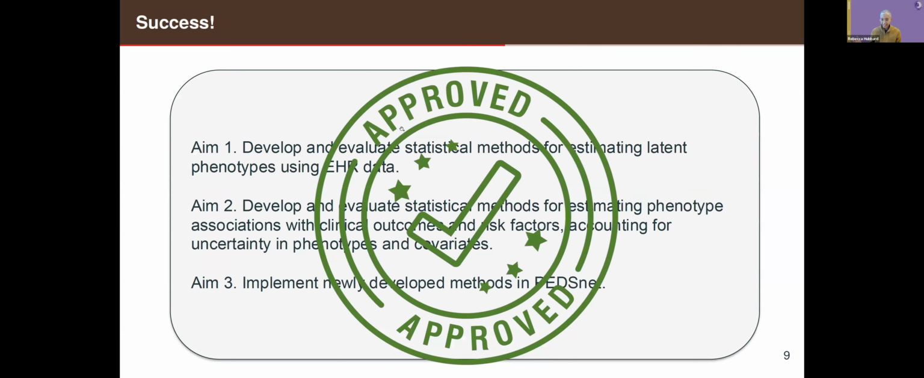So we submitted that. And the reviewers really liked it. They thought this was a really relevant application area and a very feasible approach, and they liked the rigor of the statistical methods. And it was approved for funding. So yay, we're celebrating. We got the grant. Now we can go ahead and do this work.